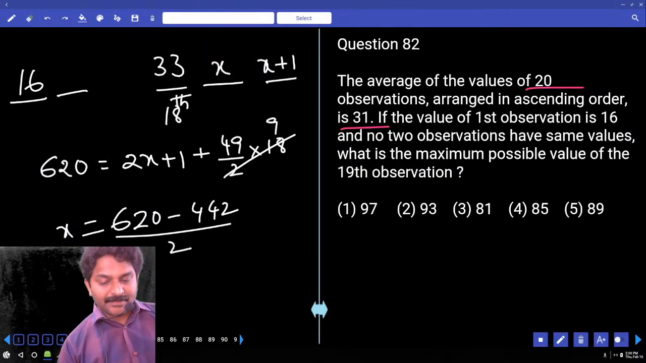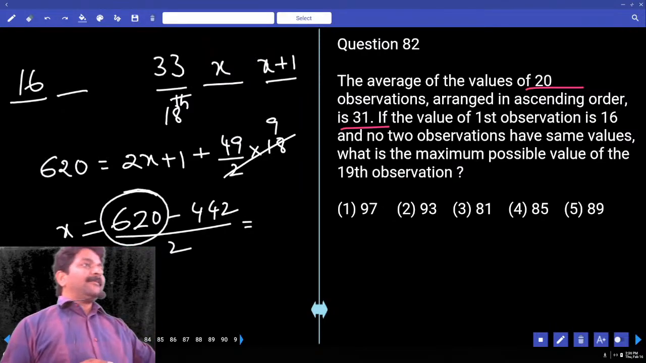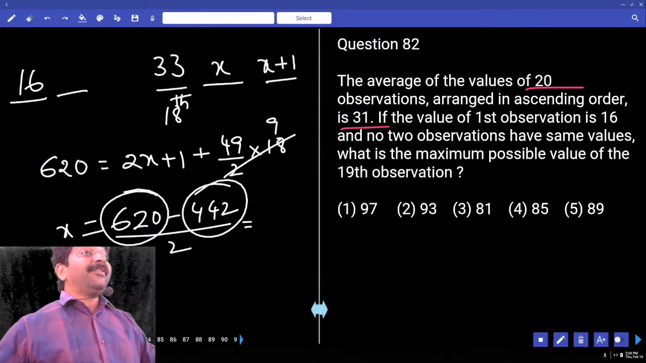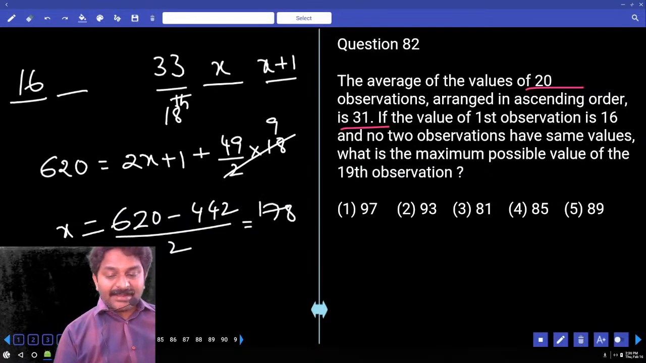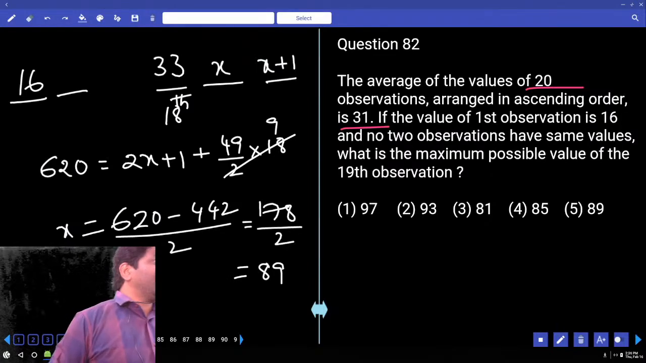Yes? Come on. This is how much less than 600? 158 plus 20, that is 178. Divided by 2, the answer is 89, the highest possible value.